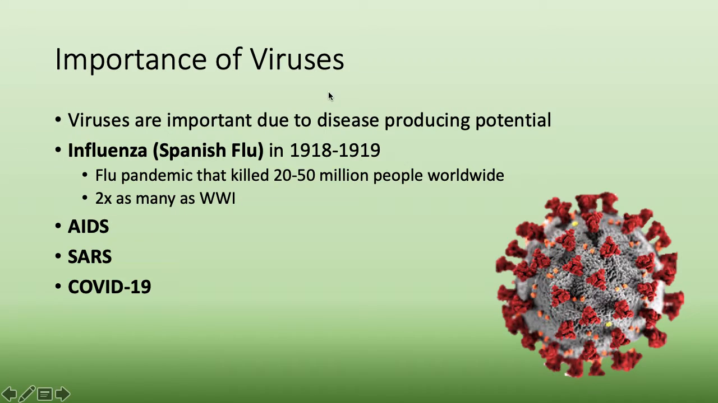AIDS is caused by a virus, so we'll talk about AIDS, but 38 million people, I think, have AIDS. And every year close to 2 million people acquire HIV, which turns into AIDS eventually. We have SARS, severe acute respiratory syndrome. We'll talk about SARS because it's related to COVID-19, right?